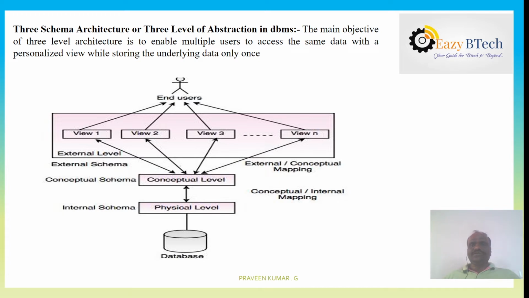Basically, we have three levels of data abstraction. What is the major motto of data abstraction? The major role of data abstraction is personalized views, hiding the underlying data, so at each level the user can access only one level. This is the structure of the database schema. It is also called the database schema architecture or three-level abstraction of the DBMS. Basically, we have three levels, or three types of schemas: physical level or physical schema, conceptual level or conceptual schema, and external level or view schema.